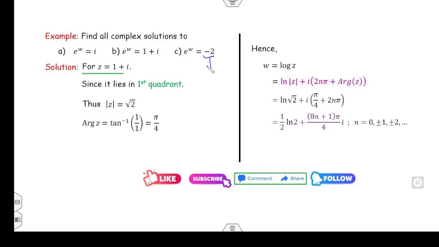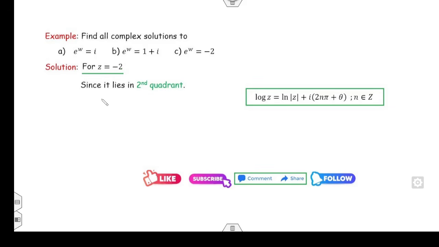Minus of 2. ये किस क्वाड्रेंट में लाई करता है? Lies in the second quadrant. You can see -2, 0. Fine. तो अगर सेकंड क्वाड्रेंट में लाई करता है, what is the angle? Tan inverse. I can write this number is plus iota into 0. Y is my 0. Fine.